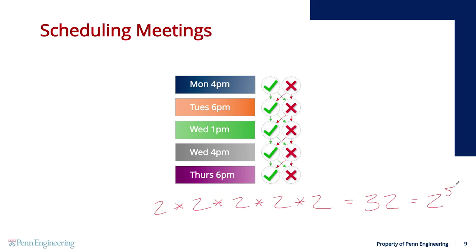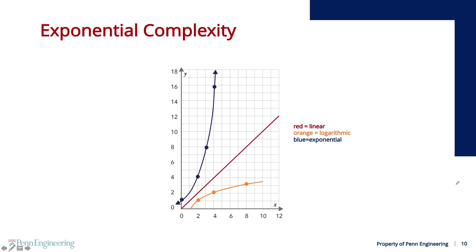Whereas some of the algorithms we've seen previously have linear or logarithmic complexity, we say that the brute force approach to this problem exhibits exponential complexity. If we have 5 options, we have 2 to the 5th possible solutions. If we increase it by 1 to 6 options, now we would have 2 to the 6th possible solutions, which is twice as many.